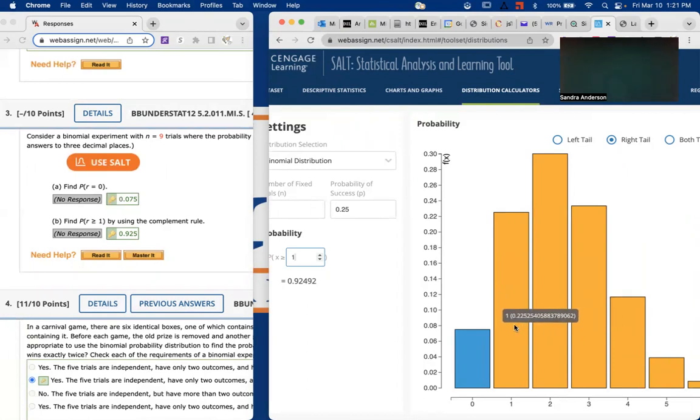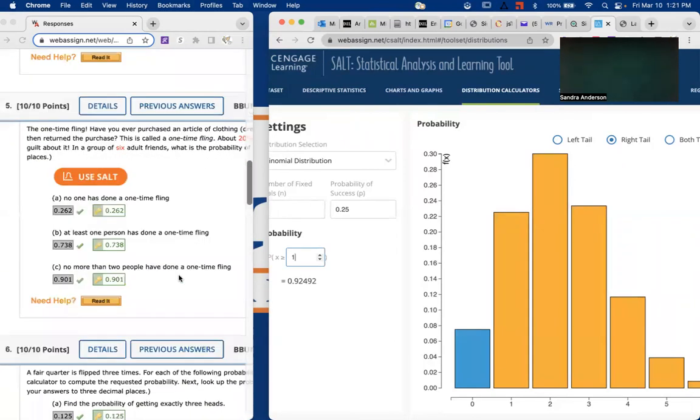But it does that. So 0.225, 0.30. So if we added all these orange probabilities up, that is what we would get. But fortunately with SALT, it gives you the answer right here. And you round to 3 decimal places, you'll get 0.295.